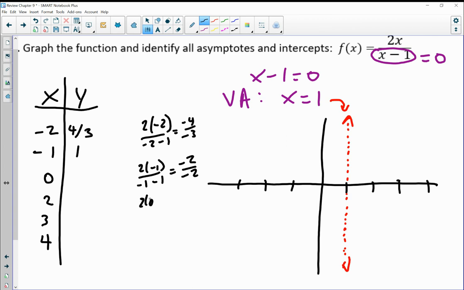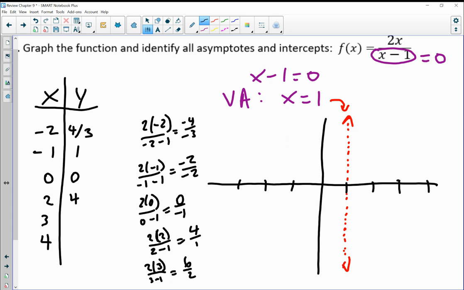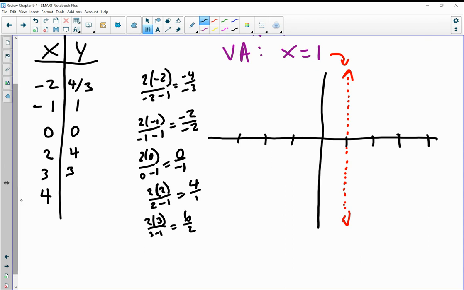0, 2 times 0 over 0 minus 1. 0 over -1, so 0. 2, 2 times 2 over 2 minus 1, so 4 over 1 is 4. 3, 2 times 3 over 3 minus 1, so 6 over 2, so that's 3. And then 4, 2 times 4 over 4 minus 1, so that's 8 over 3.